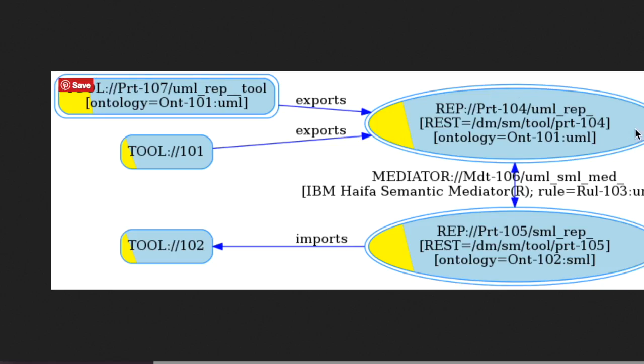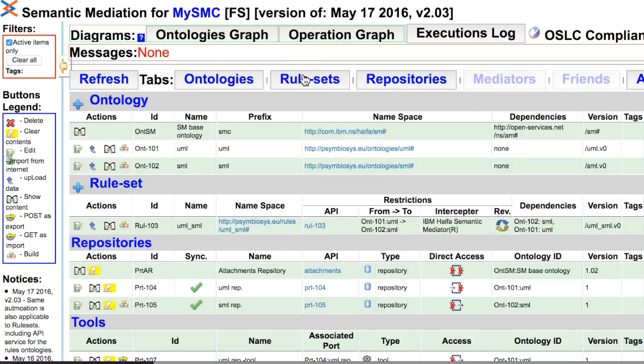So here is 104, the oval shape here is the 104 repository or service provider, which is using the ontology 101. And here we have the 105 repository that uses ontology 102 SML. They are connected using a rules ontology for matching these two other ontologies, and through which we can mediate the content of 104 to the content of 105. So let's look at this rules ontology.